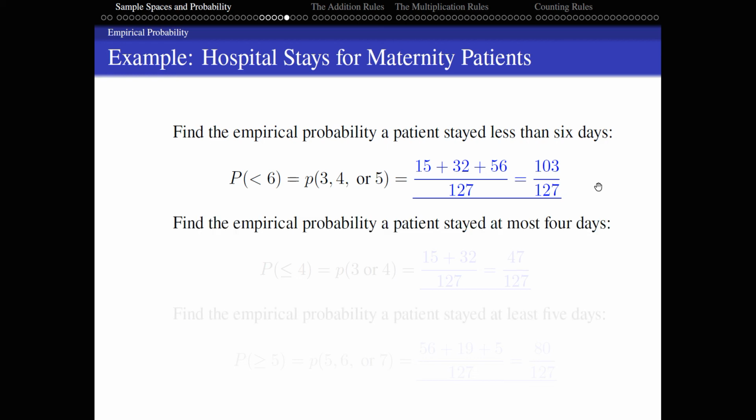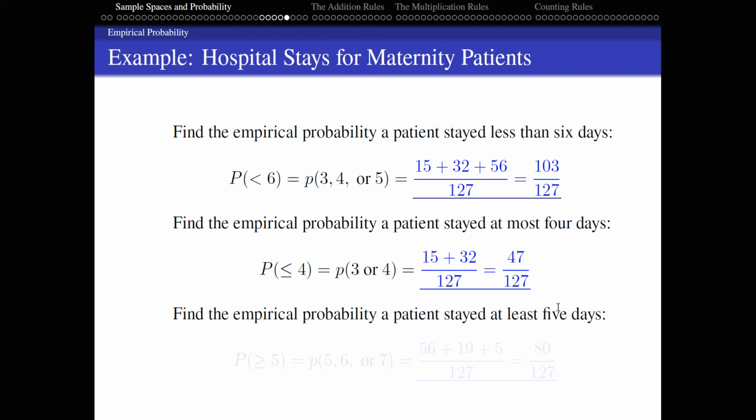Find the probability that a patient stayed at most 4 days. Now this is the probability of being less than or equal to 4. So give this one a shot. All right, coming back, probability less than or equal to 4 is 3 or 4, so that's 15 plus 32, gives us 47 out of 127. That's the empirical probability of being at most 4.